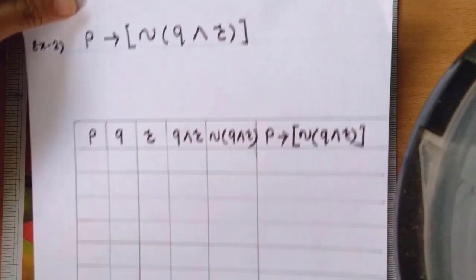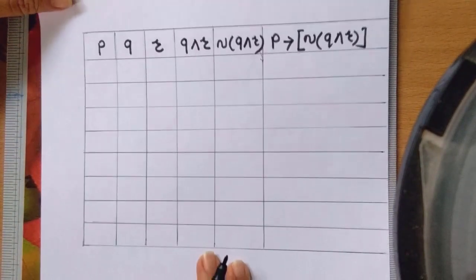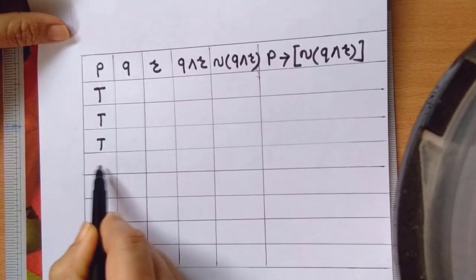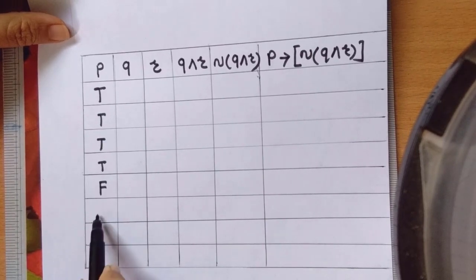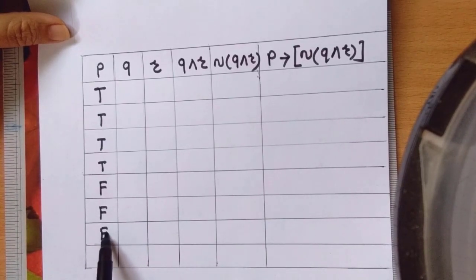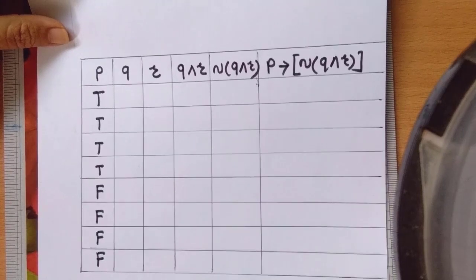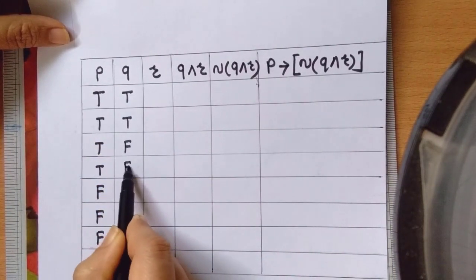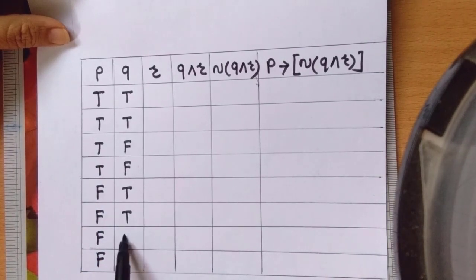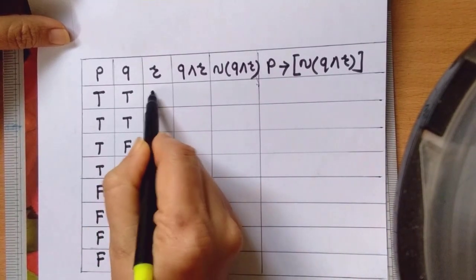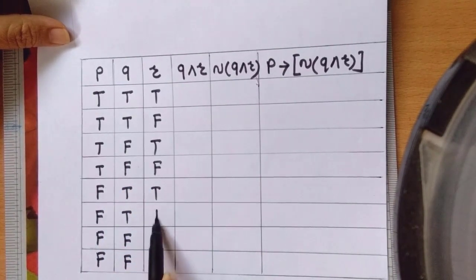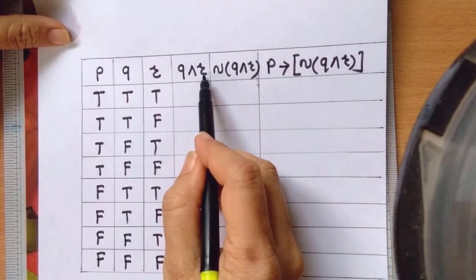Now when there are three letters, we have to write 4 times T and 4 times F. Then for second 2 times T and 2 times F. Again 2 times T, 2 times F. And third TF, TF, TF, and here TF.